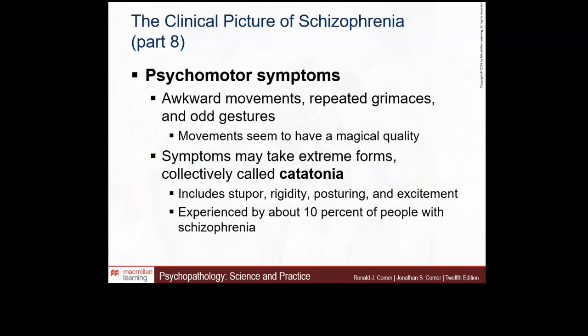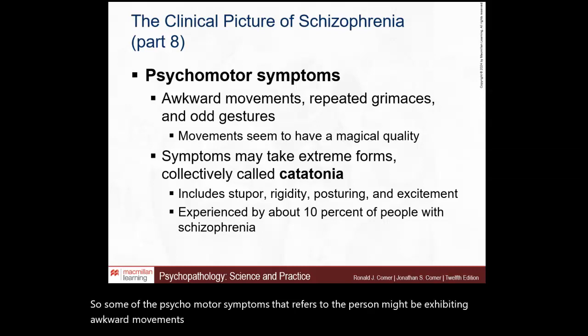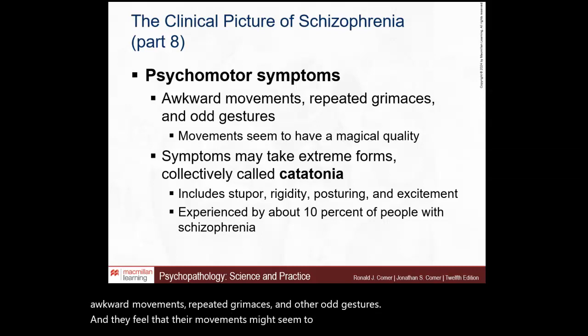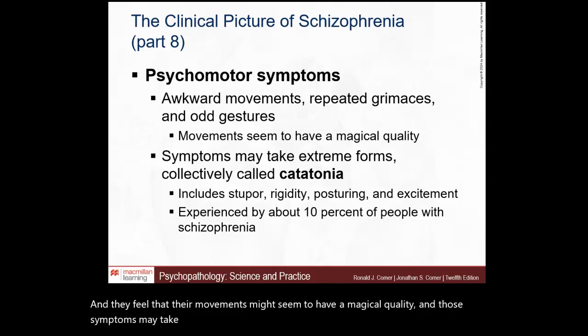Some of the psychomotor symptoms refer to the person exhibiting awkward movements, repeated grimaces, and other odd gestures. They feel that their movements might seem to have a magical quality. Those symptoms may take extreme forms, and those extreme forms are called catatonia. That includes stupor, rigidity, posturing, and excitement.